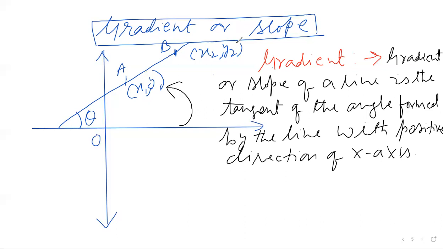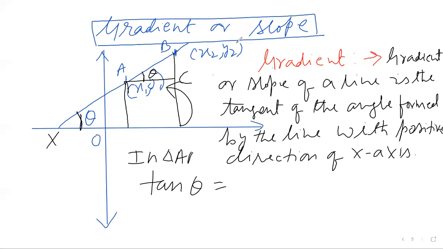And if we wish to derive a formula for gradient, we draw a perpendicular from A to B. Suppose this is C, and definitely this angle will be equal to this angle theta. Why? Because AC and the x-axis are parallel, and AB is a transversal line. So these are corresponding angles, and corresponding angles are equal. So if we take tan theta in triangle ABC, tan theta will be BC upon AC. BC is what?